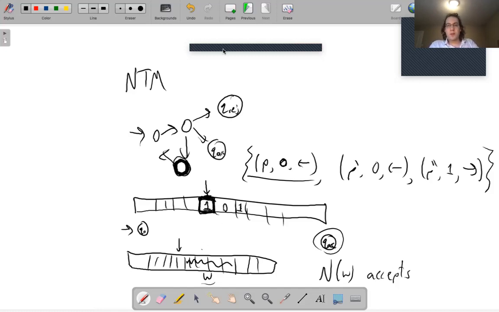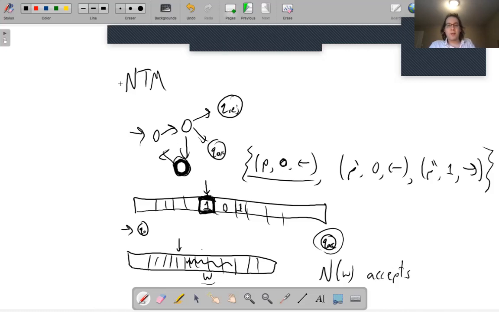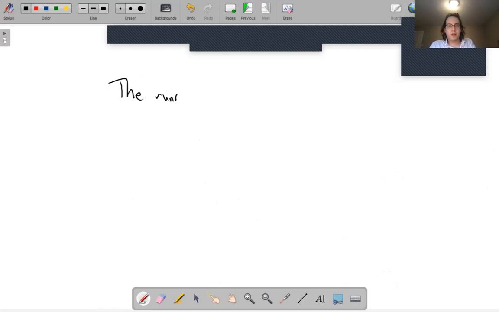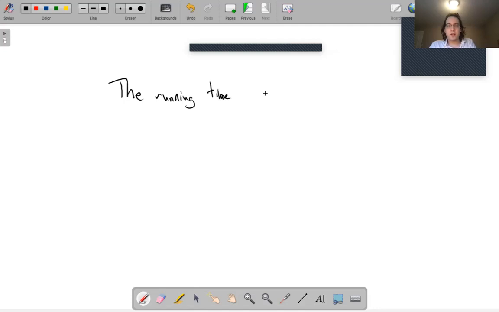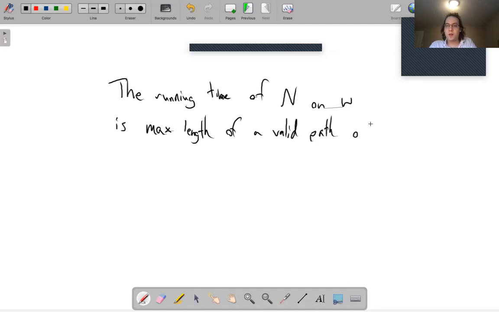Okay. And more generally, when we're talking about polynomial time computations, then we say that the running time of a non-deterministic Turing machine N on a string W is the max length of a valid path of N on W. Okay, so if there are paths that are arbitrarily long, if there are paths of any integer length, then this is infinity. So the running time of N on W might be infinity, but we will generally care about the setting where these paths always terminate within some number of steps that depends on W, let's say within size of W to the 10 steps or something.